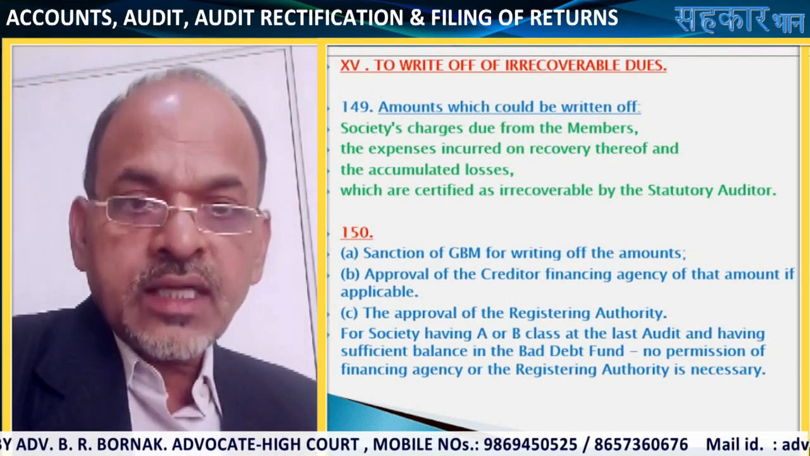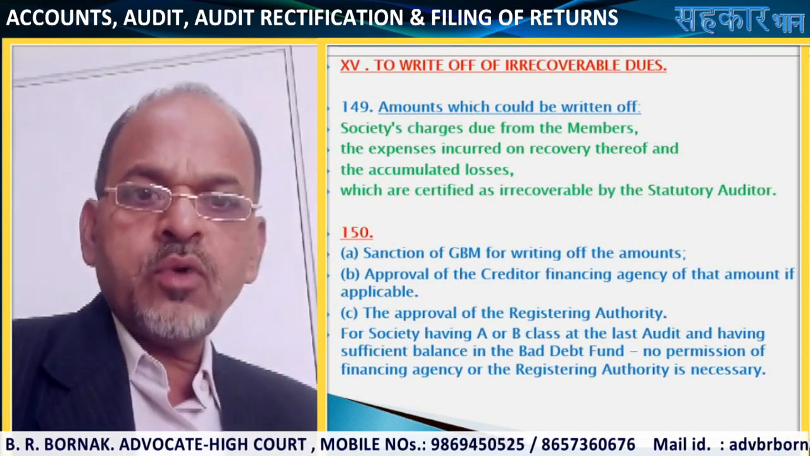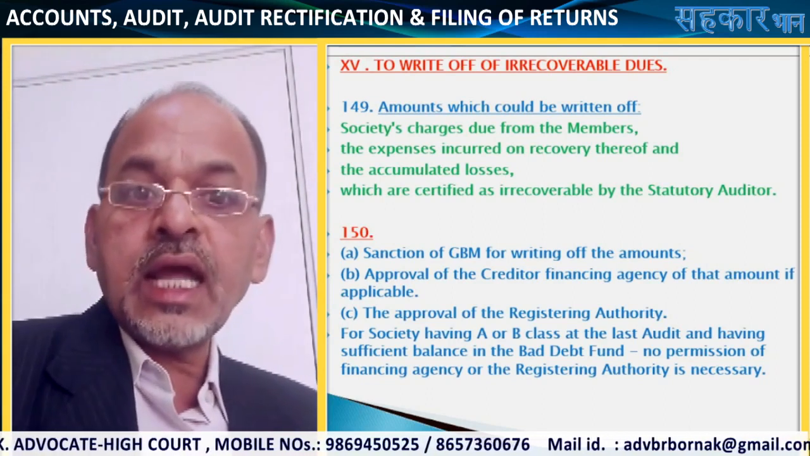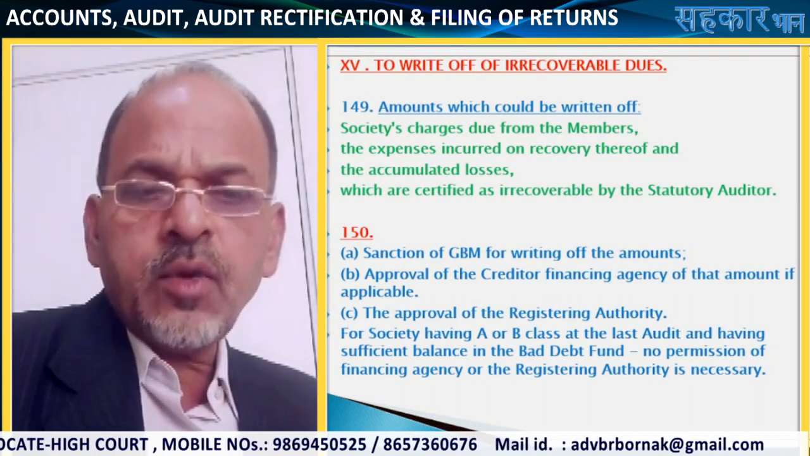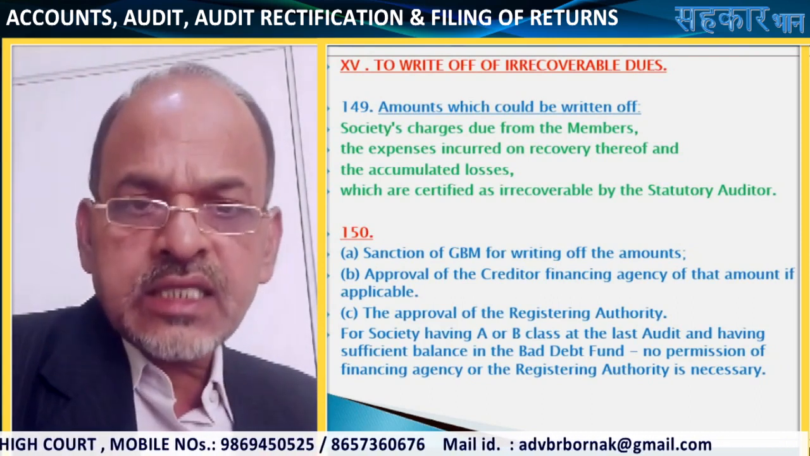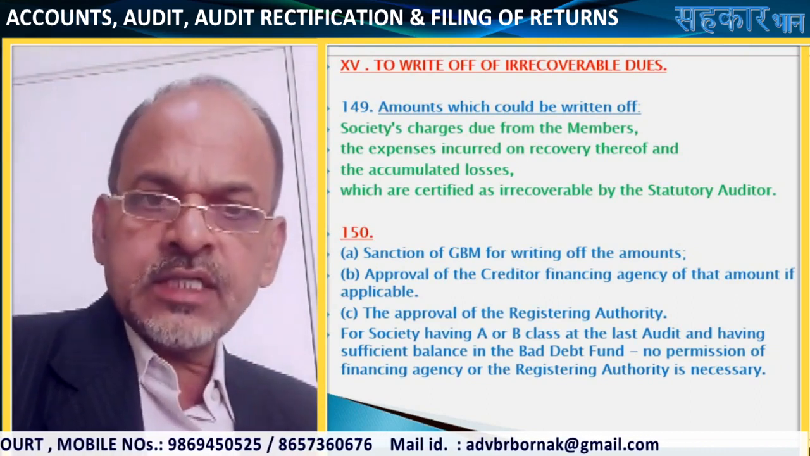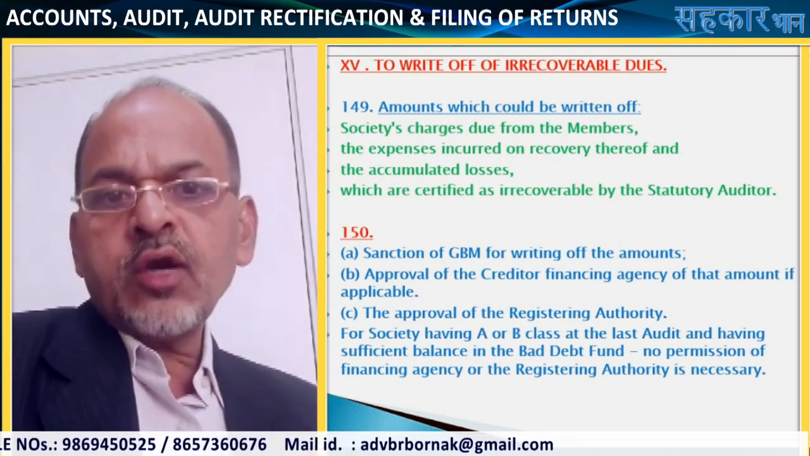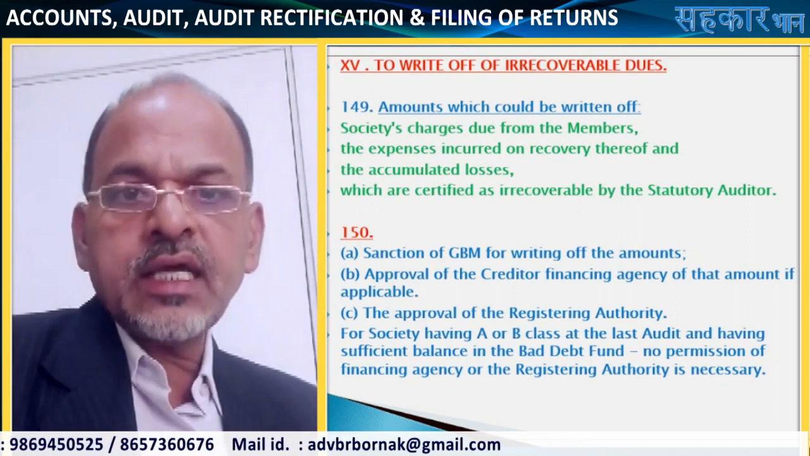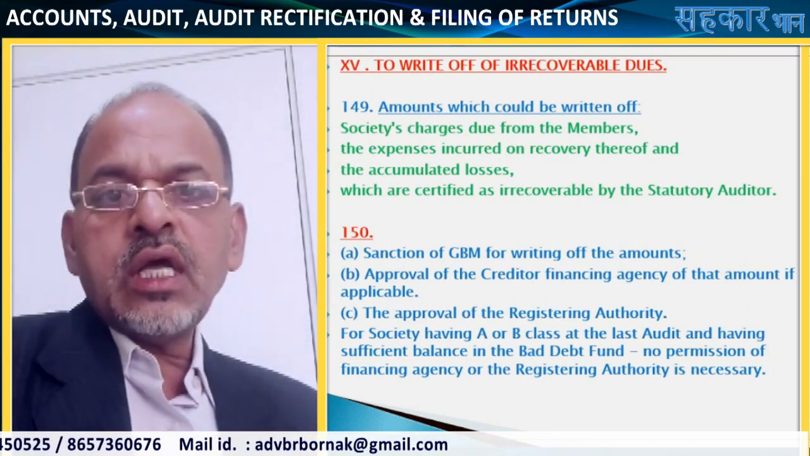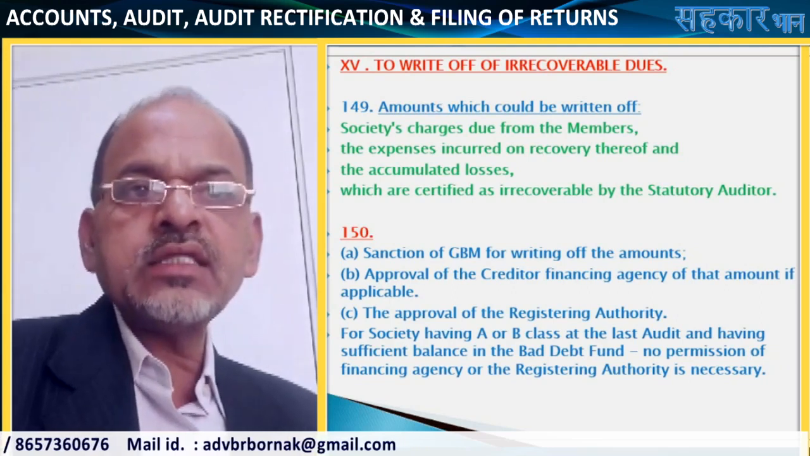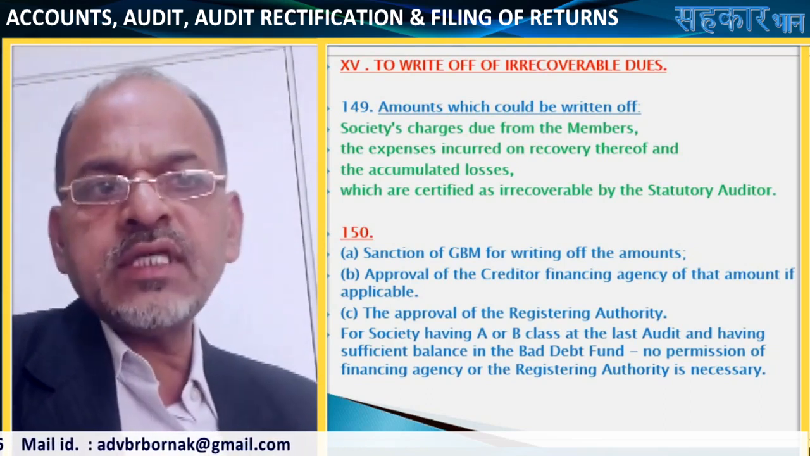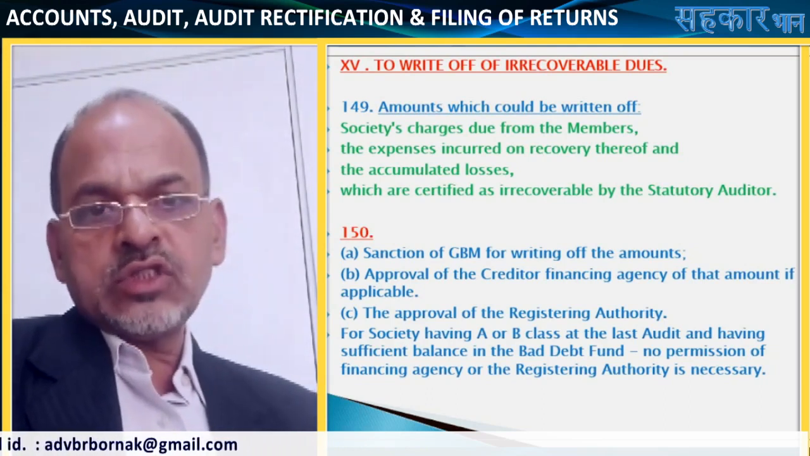So what is the provision to write off irrecoverable dues? First of all, let us see bylaw number 149. Bylaw number 149 provides for the amounts which could be written off. Means under bylaw number 149, amounts are given which the society can write off. Which are these amounts? One, society's charges due from members. If the society's outstanding dues from members are there and they are proved to be not recoverable, then these amounts are included in this provision.